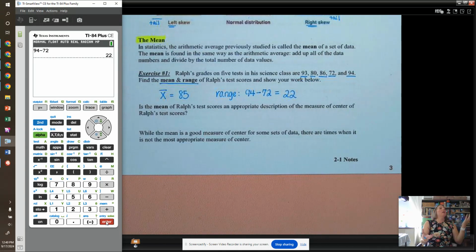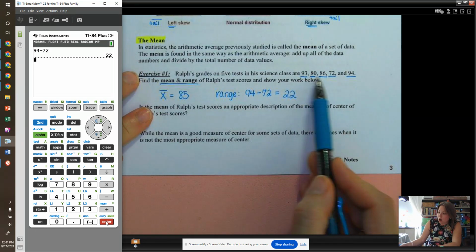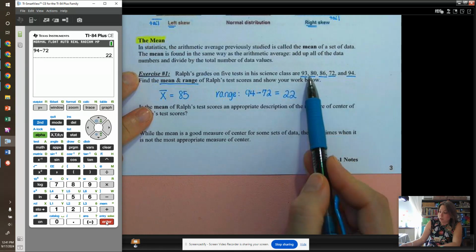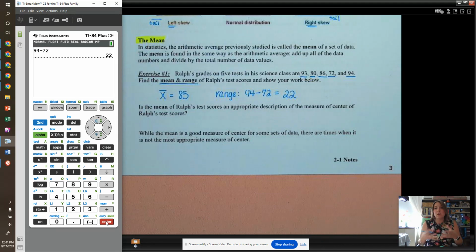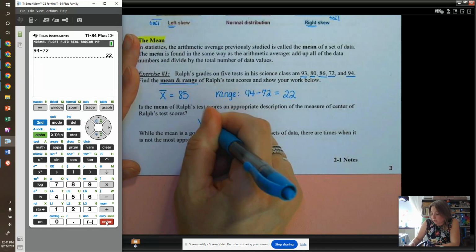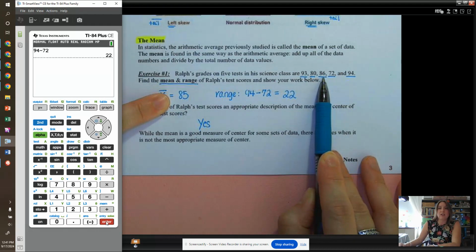Okay? So is the average the appropriate test score for Ralph in this case? I think so. If we look at Ralph's test scores, he has a couple grades above an 85, a couple grades below an 85, right? So he's got a pretty good amount that's carrying him. That's a pretty good measure of center in this case. It's not always the case, so that's why we ask that question. So we will say in this place, yes, because 85 really is very close to the value that is in the middle of all Ralph's test scores.